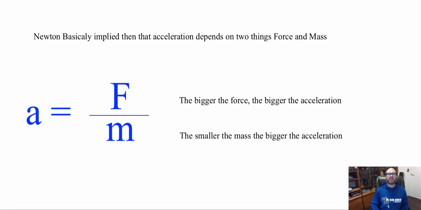So Newton basically implied that the acceleration depends on two things. It depends on force and mass. So in other words, the bigger the force, the bigger the acceleration. The smaller the mass, the bigger the acceleration. And that kind of makes sense here. When I am trying to move, let's say, a truck compared to a little bicycle, I have to apply a lot of force to accelerate that truck to move. Whereas the bicycle, I do not need as much force. Now, if I'm to move something across, the more force I apply to it, the more it will accelerate.